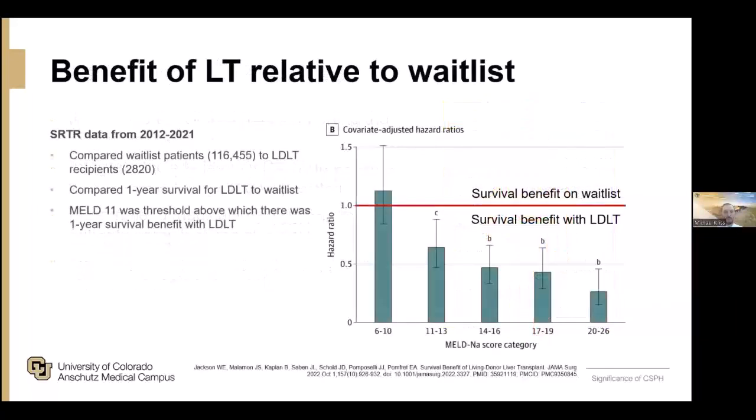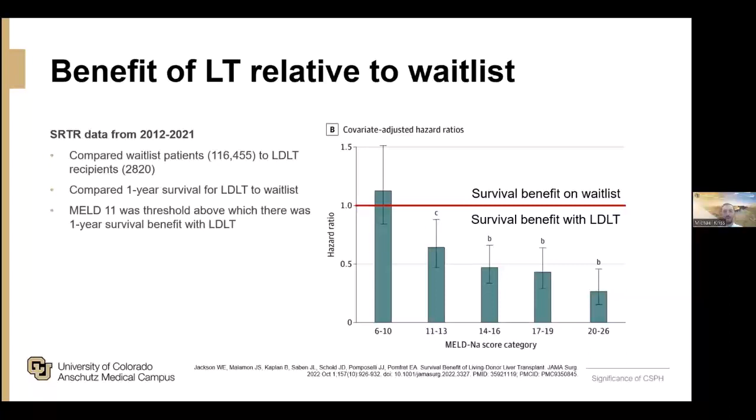This is work done by my partner, Whitney Jackson, and our team here within our transplant research group. And they looked over a decade and compared what was the probability of patients dying on the wait list versus the probability of dying after live donor liver transplant to really define what's the survival benefit. Okay, we think about like what's your risk of dying, but what's the true benefit? And they compared 1 year survival in these two cohorts. And you can see that what's shown here, a hazard ratio that's below 1 suggests the survival benefit is with living donor liver transplant. That threshold went all the way down to a MELD of 11.